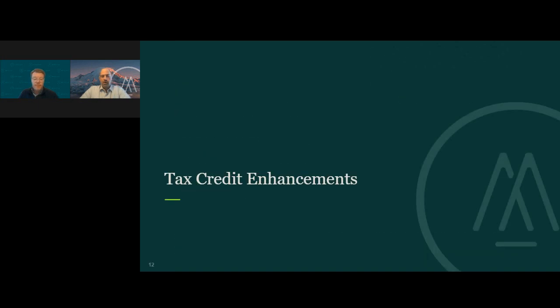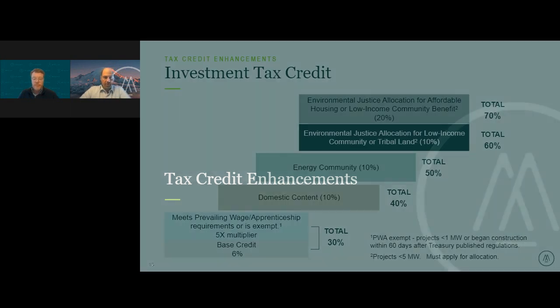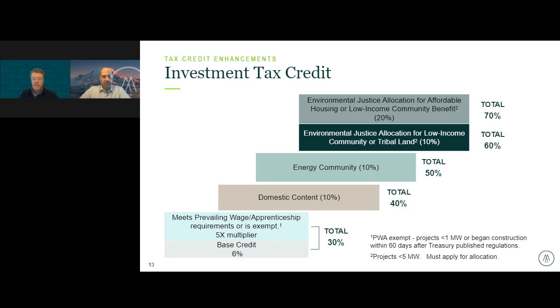All right, I think we'll move on to tax credit enhancements now. So as Craig alluded to, each of the various credits have various enhancements that can be added on. We start at that 6% credit, and we can go all the way up to a 70% credit on investment tax credits. And this is what this slide basically shows, is how they layer on top of one another.